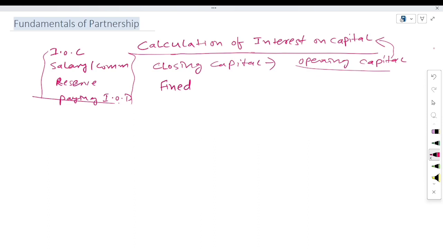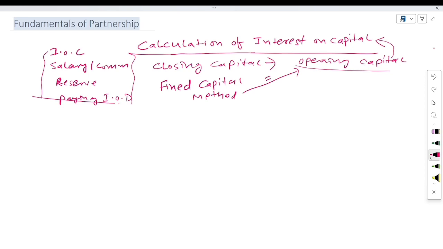if there is no drawing from the capital, we will talk about drawing also, because there are two types of drawing. First is drawing against capital, second is drawing against profit. If there is no drawing from capital, then in case of fixed capital method, the closing capital and opening capital will be the same, there will be no change, if no drawing is withdrawn from the capital or no additional capital is added into the business.